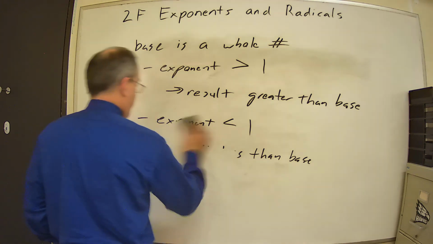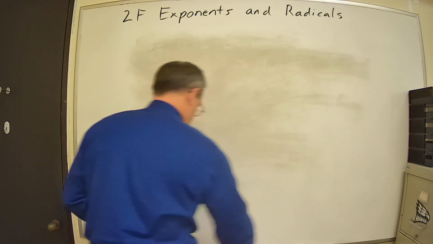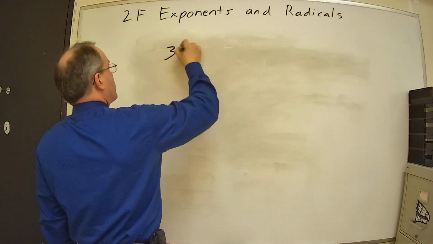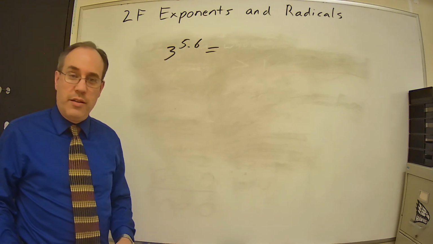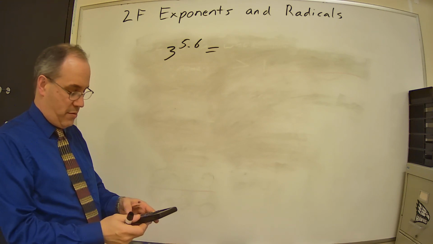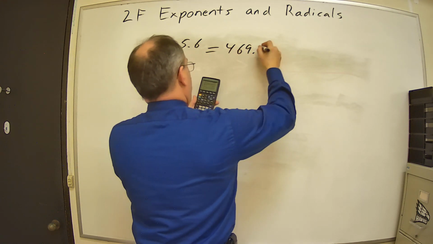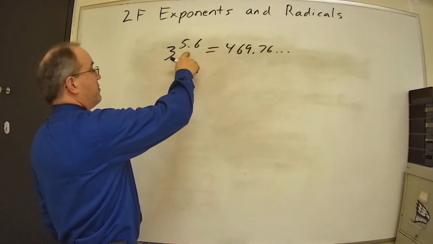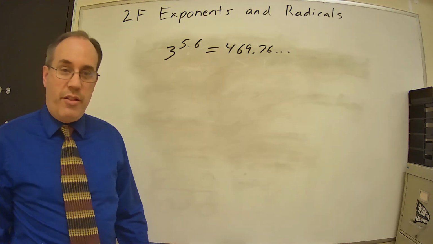So let's take a look at that. Just our final step here with this. 3 to the 5.6. 5.6 is greater than 1. So 3 to the 5.6 gives us 469.76, doing whatever it does. The exponent's greater than 1, so this 3 becomes a number larger than 3.